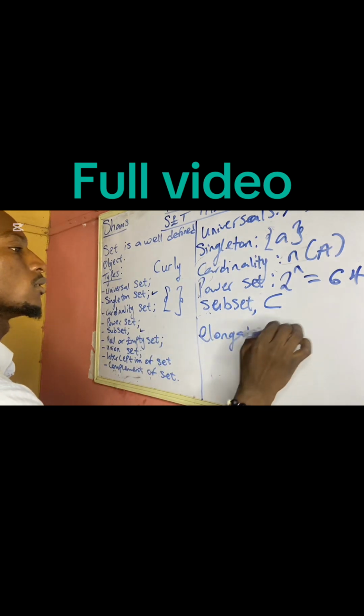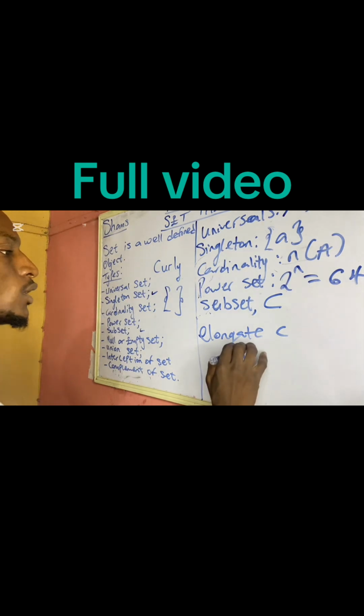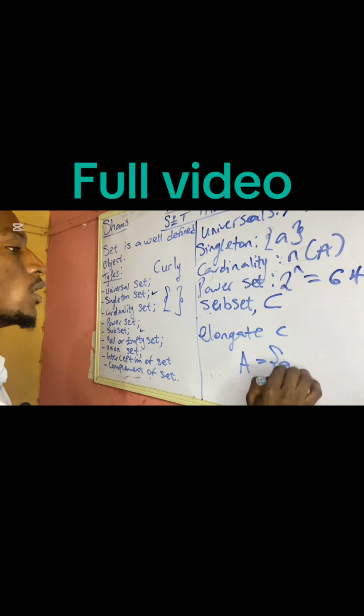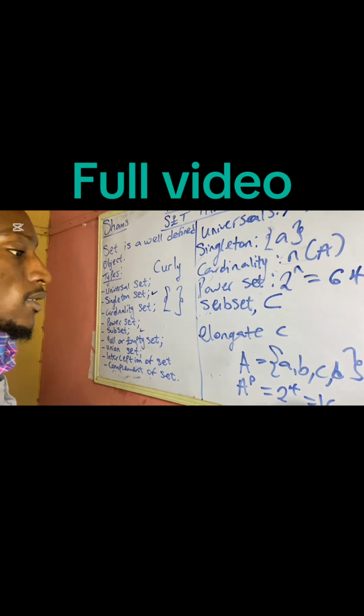Elongated C. Letter C. Then elongate. That means, oh, I'm very sorry about that. I didn't talk about power set. Power set is always denoted as P. Suppose they tell you that set A equals {A, B, C, D} and ask you to find the power set of A. That means 2 raised to power 4, and that's 16. Very simple.